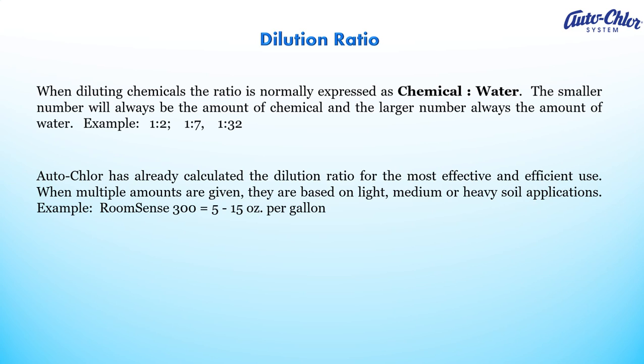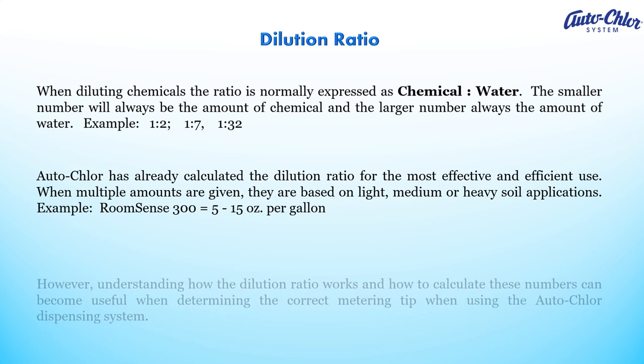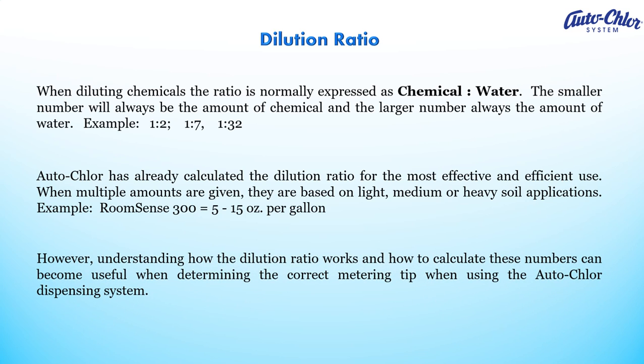An example of this would be Room Sense 300. The usage is 5 to 15 ounces per gallon. However, understanding how the dilution ratio works and how to calculate these numbers can become useful when determining the correct metering tip when using the AutoClaw dispensing system.